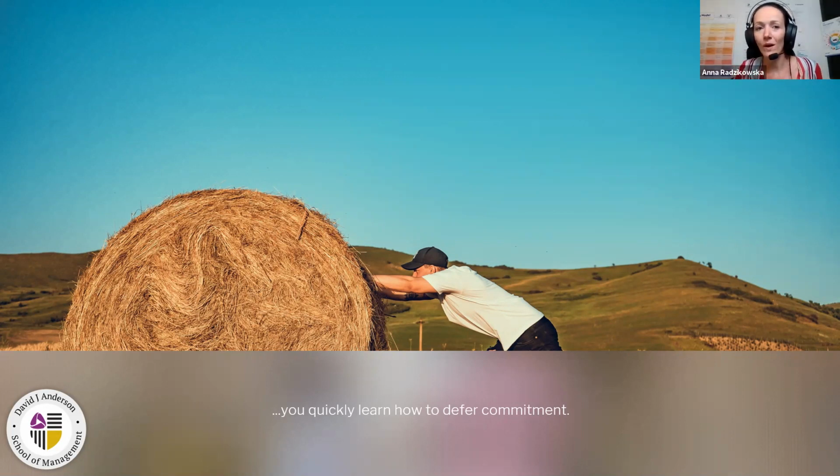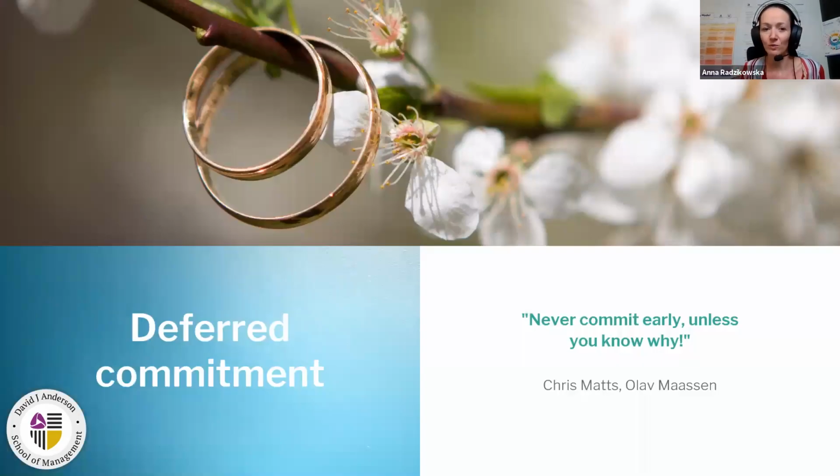So why do we even talk about deferring commitment? Maybe you have heard this sentence, never commit early unless you know why. It comes from one of the articles from Chris Matz and Olaf Massen. This is the article about real options in Agile, in Kanban specifically. And it tells you that you shouldn't commit too early. And instead of giving you the theory behind deferred commitments, I will come back to this example.